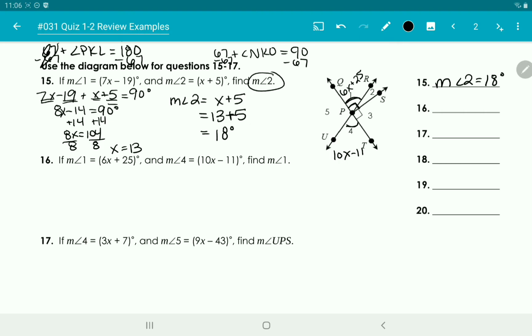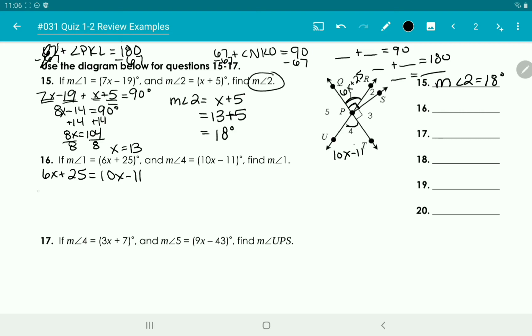Vertical angles are equal to each other. Again, for almost all of these, you're either going to do blank plus blank equals 90, blank plus blank equals 180, or blank is equal to blank. All of them are going to be like that, one of those three. These two are congruent angles, so they're equal to each other. So we have 6x plus 25 is equal to 10x minus 11.